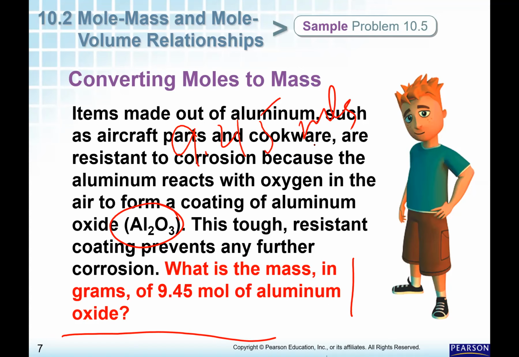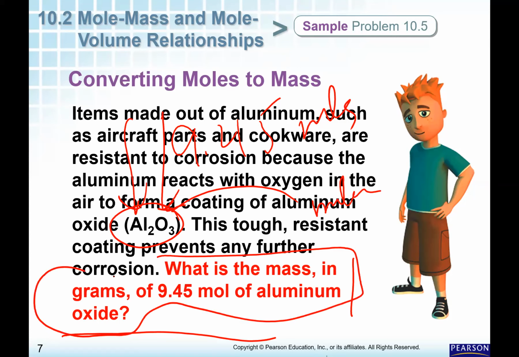So what we need to do, in the case of a numeric problem, as usual, we have to analyze. What we analyze is the following. First of all, we know the formula of the compound, and hence we can calculate the molar mass, right? Which is 2 times aluminum and 3 times oxygen molar masses. And then also we know the moles that we have. What is the unknown? The unknown is the mass equivalent to the 9.45 moles. That's what we need to calculate.